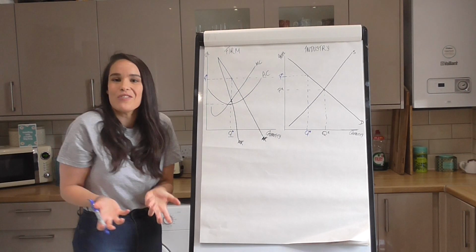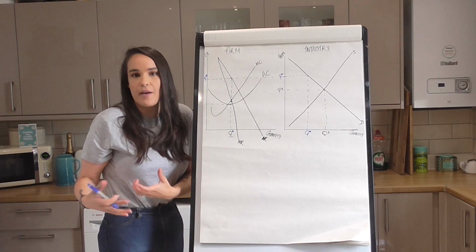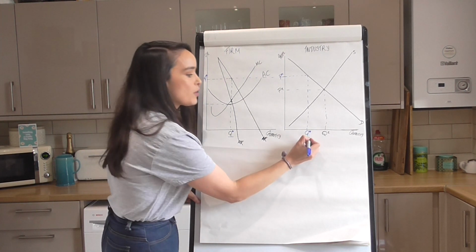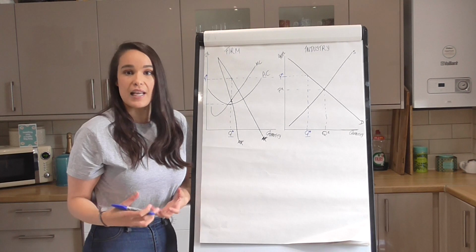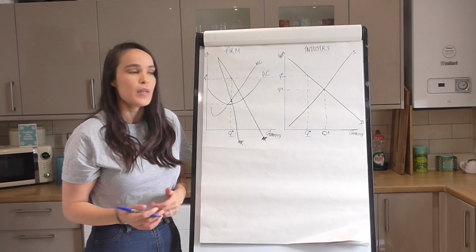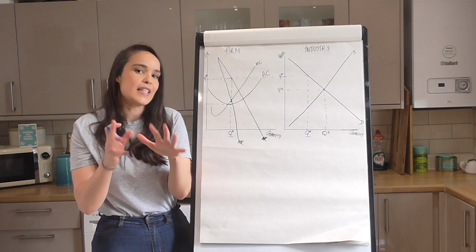Now that should make automatic sense to you. The quantity that is produced by the only firm in the market is going to be equal to the quantity that's produced in the market, because they're the only ones who are producing and supplying the market. So what we can see here is, there's a lot going on here. We're going to break it down.